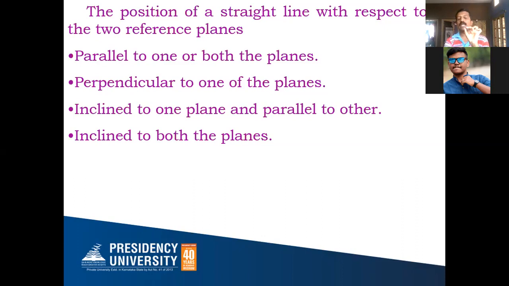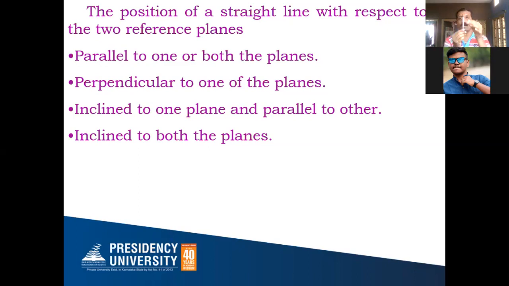One more thing I'll add here. When the line is perpendicular to any one of the planes, the corresponding view, whatever you draw, is called a point view. It looks like a point. If you see from here, this pen, only this end you can see, you cannot see this end. That's why it looks like a point.